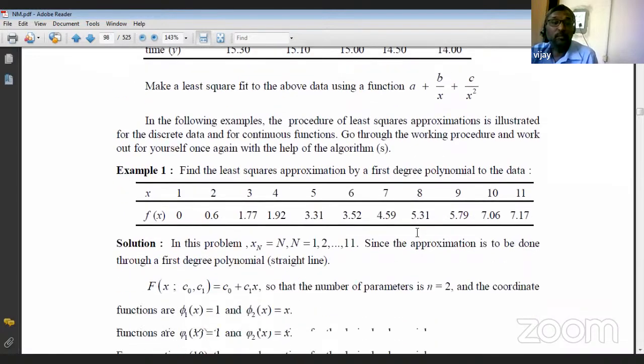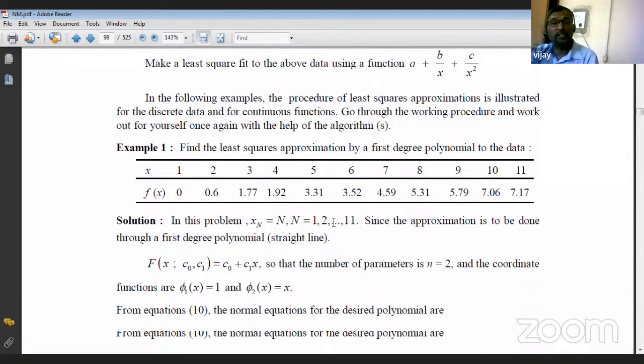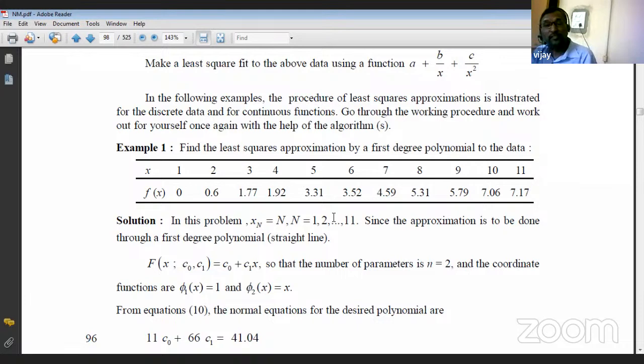If we take one example here: find the least square approximation by a first degree polynomial to the data. Given x is 1, 2, 3, 4, 5, 6, 7, 8, 9, 10, 11, and f of x is 0, 0.6, 1.77, 1.92, 3.31, 3.52, 4.59, 5.31, 5.79, 7.06, and 7.7. They are asking for the least squares approximation. In this problem, n is equal to 1 to 11, and x takes the given 11 numbers.